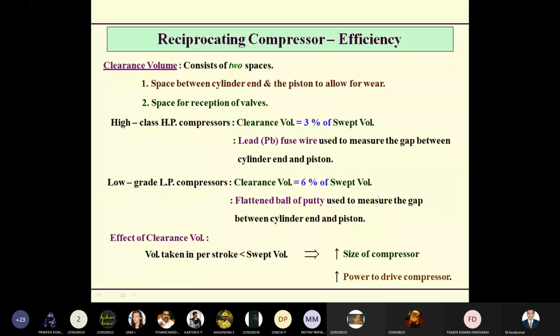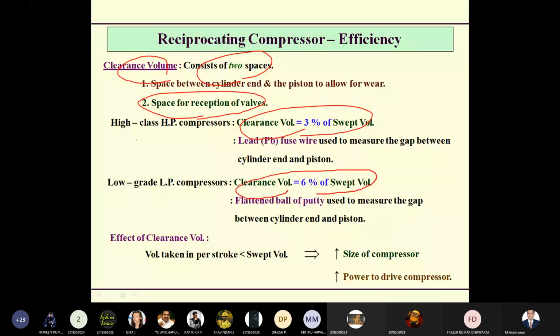Also, we can give suitable cylinder proportions to get improved efficiency. Then we also have the clearance volume. It consists of two spaces: the space between the cylinder and the piston to allow for wear, and the space for the reciprocation of valves. So we know why we provide the clearance volume. High pressure compressors have a clearance volume of around 3%. Then low pressure compressors have a clearance volume of around 6% of swept volume.